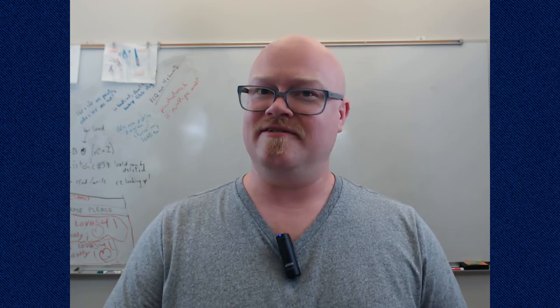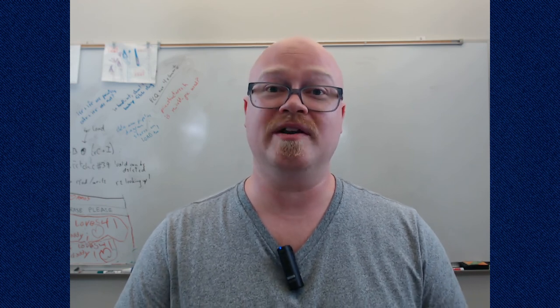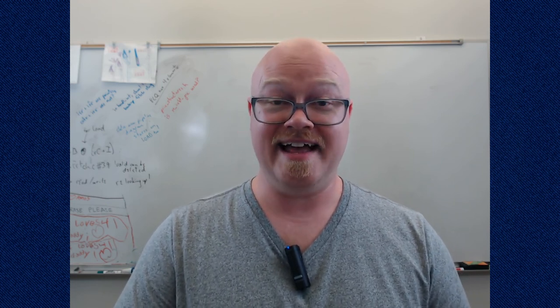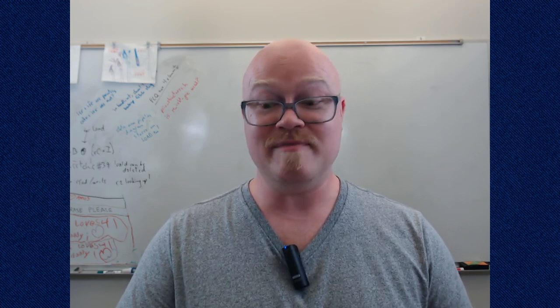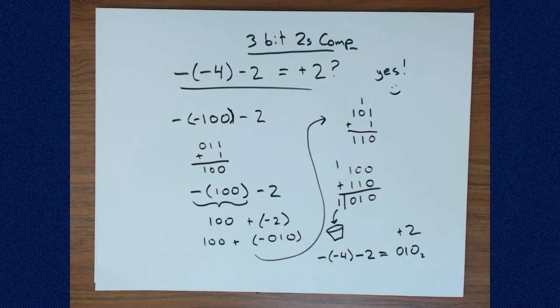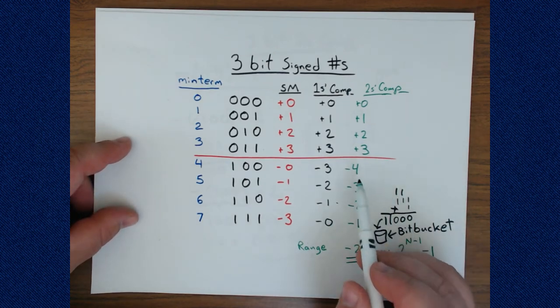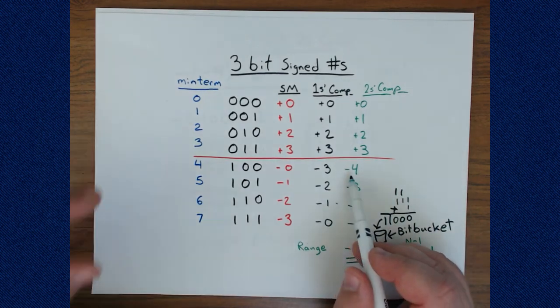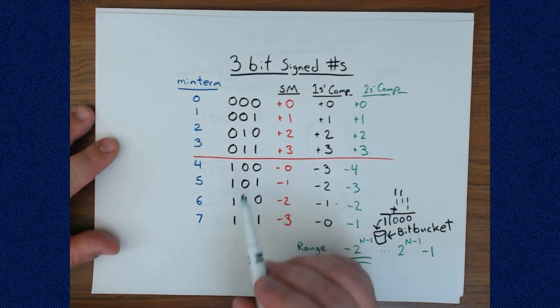I want to look at that again, the negative of -4 minus 2 being positive 2, as we would expect. I want to look at that one more time, but without going through all the math. Instead, I want to do it looking at our little table of 3-bit patterns. So let me bring this back over. We already know that -4 is here, right? So -4 is this bit pattern, 1, 0, 0.